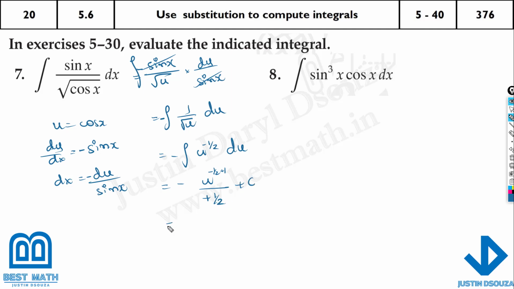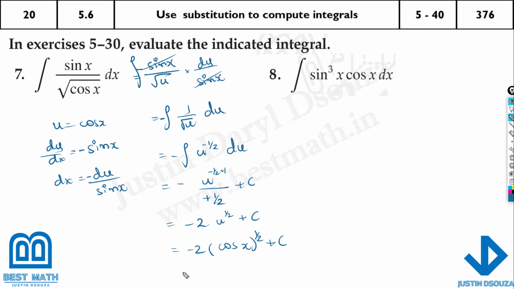Now let me rearrange this. 2 comes up, so it'll be minus 2. Why? Because it's half, isn't it? It'll swap: 2 divided by 1. I'm not going to write 1 because divided by 1 will be the same number. And u to the power positive half, or square root, plus c. Now we'll substitute back whatever we assumed the value for u. u was assumed to be cosine x. Cosine x to the power half plus c.